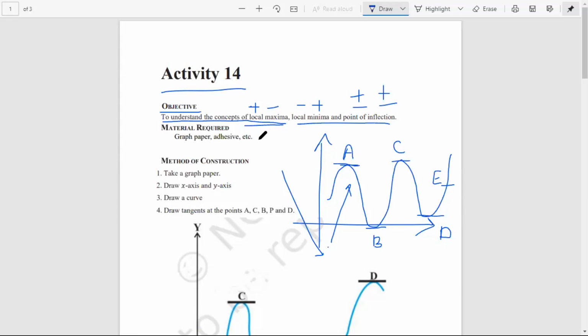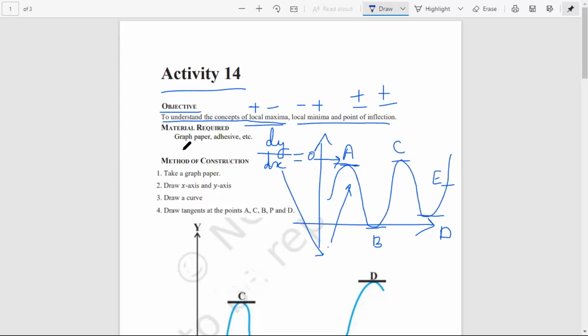You represent slope of tangent in terms of first order derivative. How do you represent? dy by dx, or you represent it as f dash of x. That is dy by dx equal to 0 or f dash of x equal to 0. This way you represent, that is at A, B, C, D, at this point your f dash of x is 0. Is it clear now? To understand the concept, okay, objective is over.